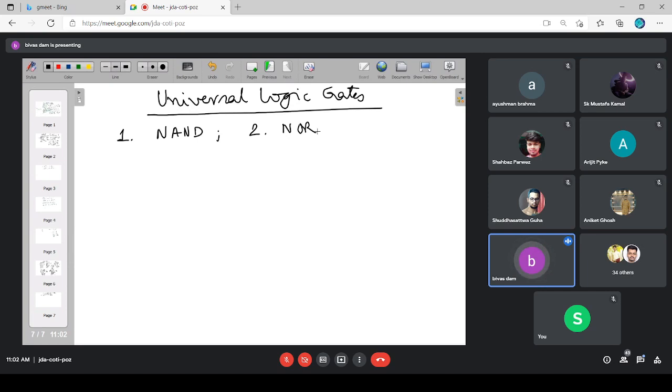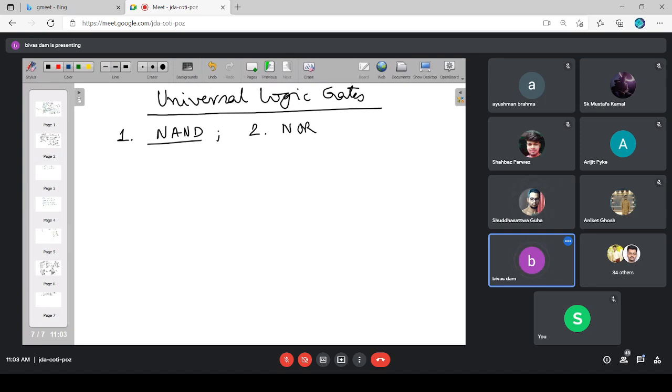Now, so far, how many basic logic components have you seen? 5, sir. OR, AND, inverter, NAND, NOR. Now let us take an example. Let's take the case of NAND. Let's first try to prove that NAND is one universal logic gate, and I'll leave the case for NOR as one home task for you.